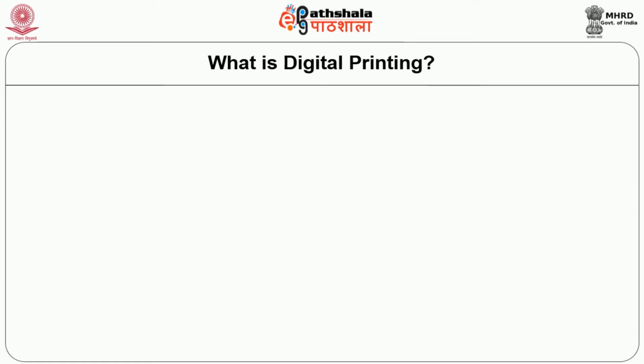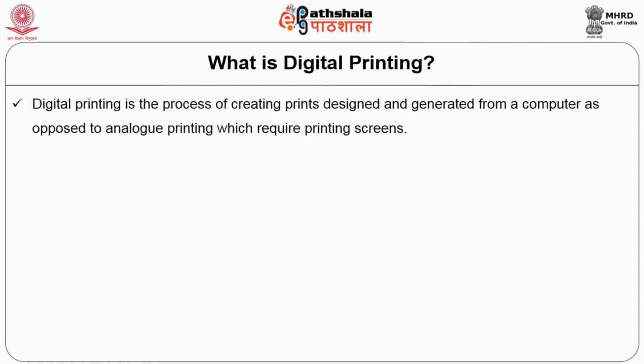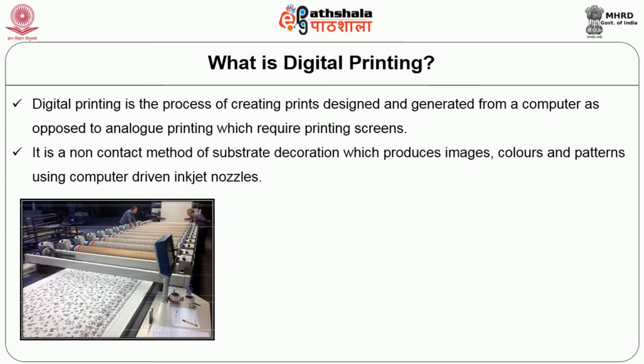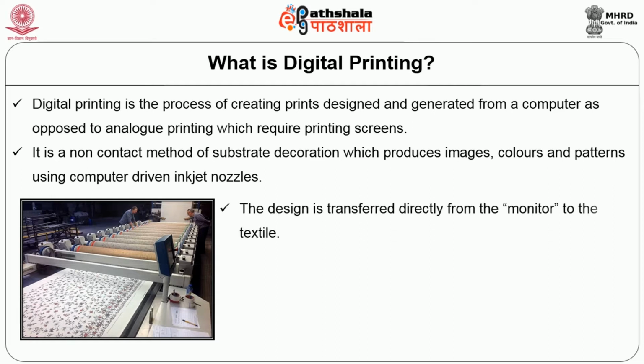What is digital printing? Digital printing is a process of creating prints designed and generated from a computer, as opposed to analog printing, which requires printing screens. It's a non-contact method of substrate decoration which produces images, colors and patterns using computer-driven inkjet nozzles. The design is transferred directly from the monitor to the textile.